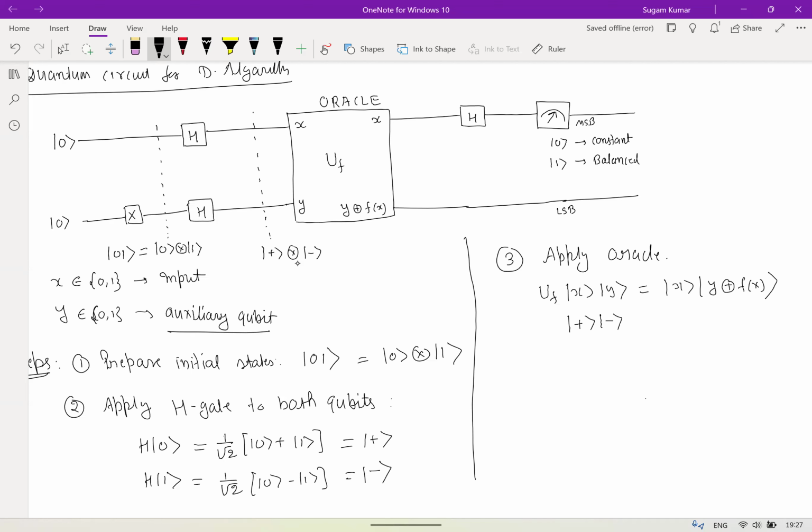So what does this oracle do here? This oracle actually encodes the function f(x) with the qubits. This oracle is going to encode the function f(x) with the qubits.